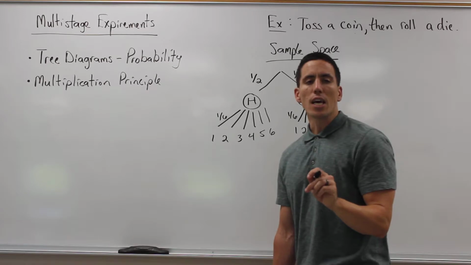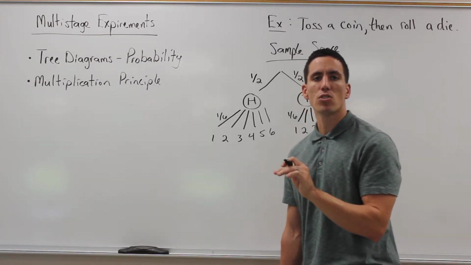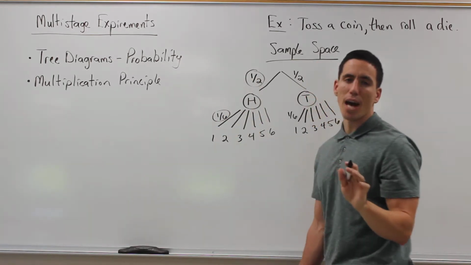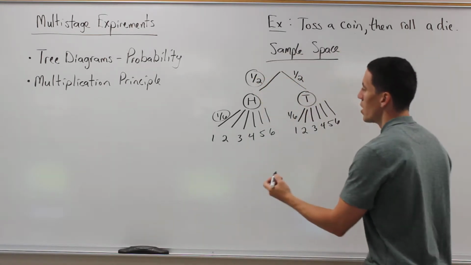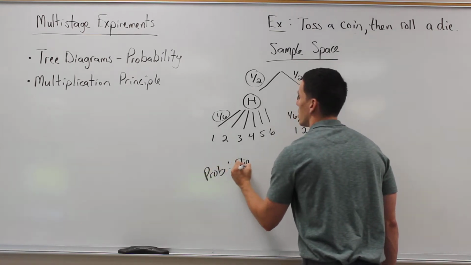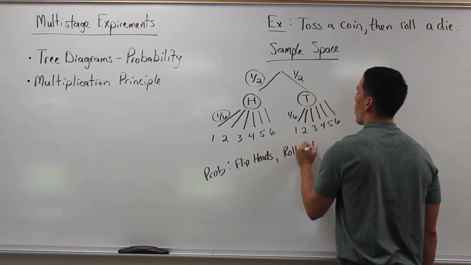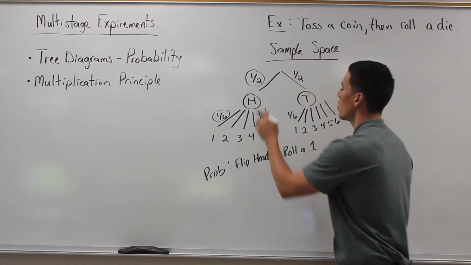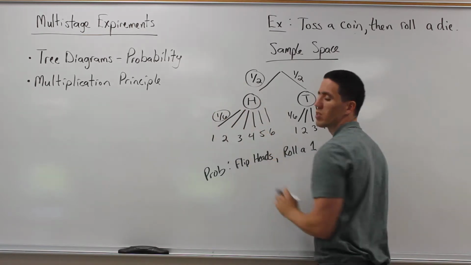The probability of any specific event happening is the multiplication of the probabilities along that path. Let me restate that in a way that's hopefully more clear using this example. Let's say we want to know the probability that we flip heads and then we roll a 1. There's only one way in this example that can be done. We flip a head, 1/2 probability, and then we roll a 1, 1/6 probability.